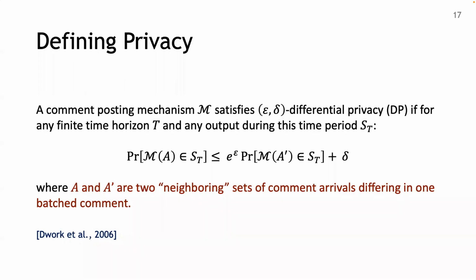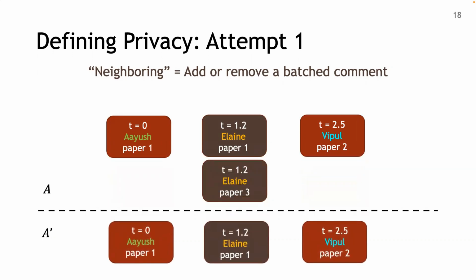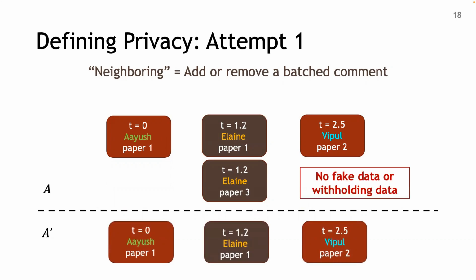So let's look at some potential ways we could define this. We could say that two inputs are neighboring if you can add or remove a batched comment to get from one to the other. So in this initial instance A, Elaine made a batched pair of comments at time 1.2, and A prime is neighboring if all of the three comments in the top row arrive at the same time, but we just no longer have that batched comment. The problem here is that we're not allowed to fake data or withhold data. So on input A, we need to eventually post a comment from Elaine on paper 3 in order to not withhold data. And meanwhile, on input A prime, we can't just make up a comment that looks like that.